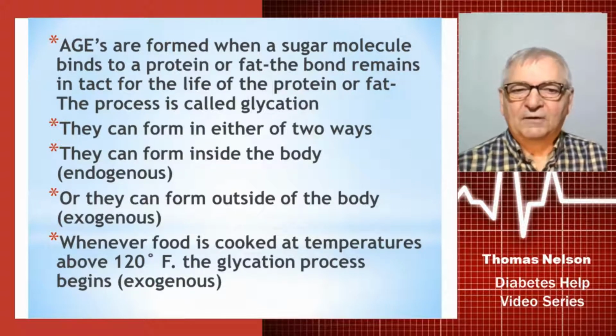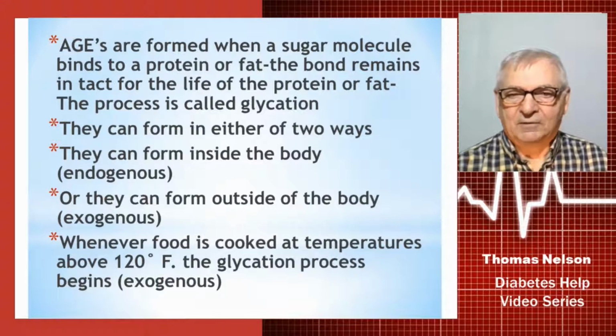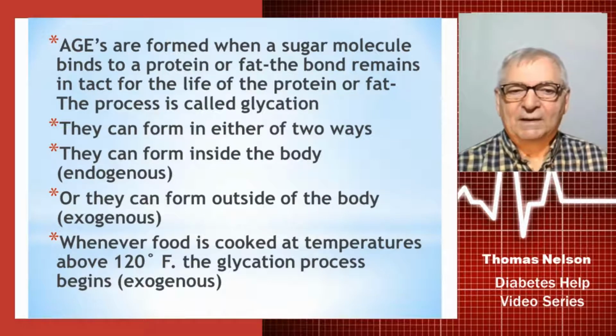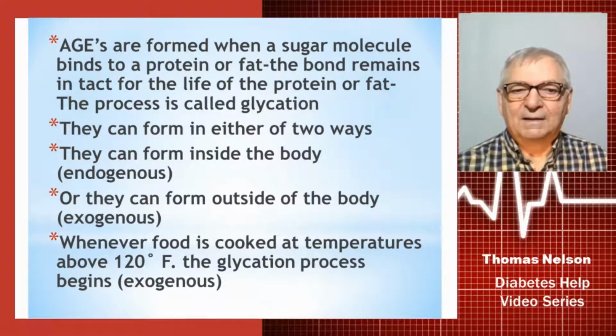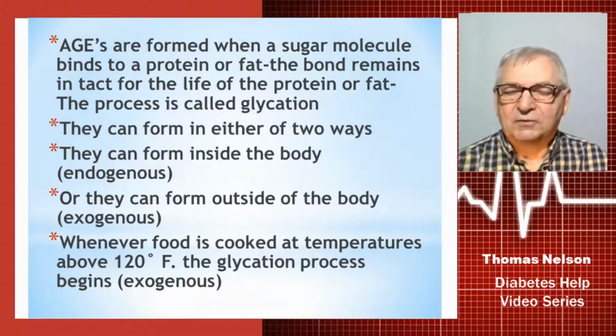They can form in either of two ways. It can be either endogenous, which means it forms inside the body, or it can be exogenous, which means that it comes from sources outside of the body. And we're going to look at both of those fairly closely. So whenever food is cooked at temperatures above 120 degrees Fahrenheit, the glycation process is going to begin. AGEs are going to start to form in the food that you're cooking, and that is exogenous. And then when you eat it, then you get it.